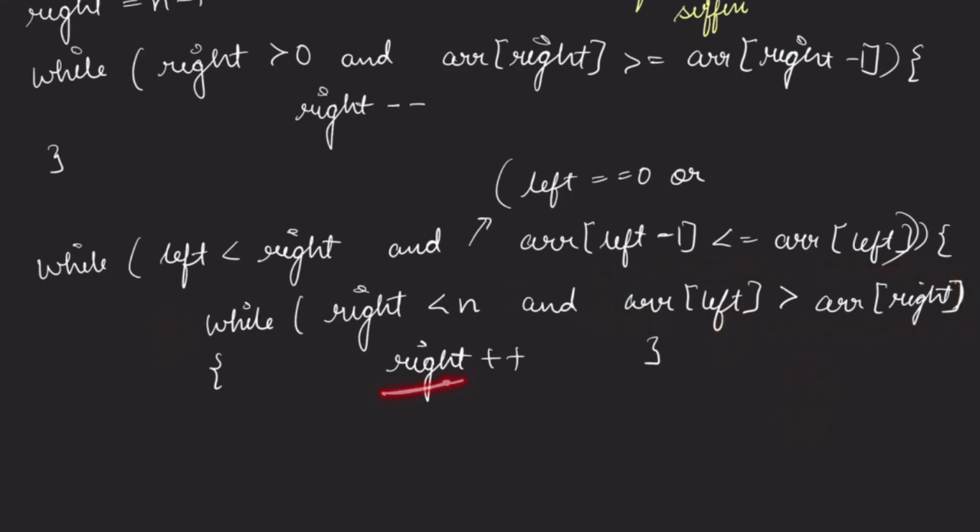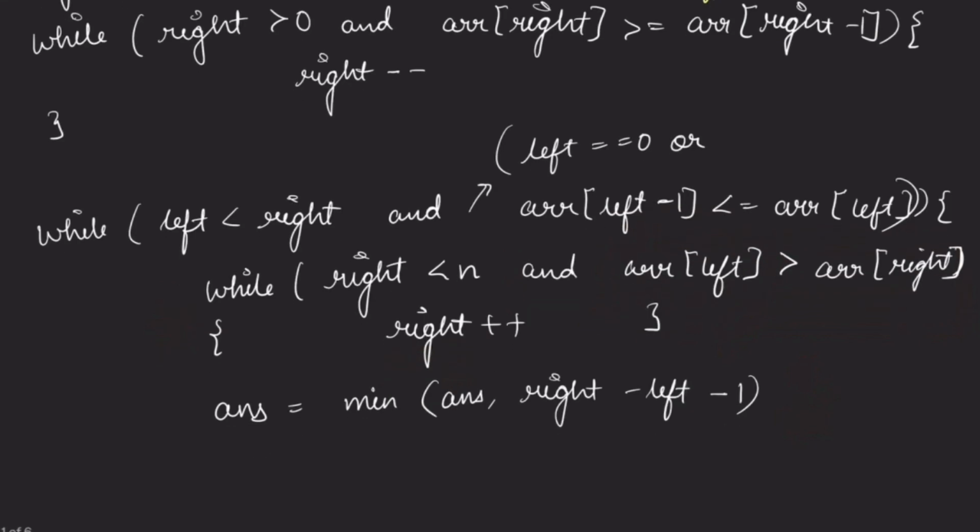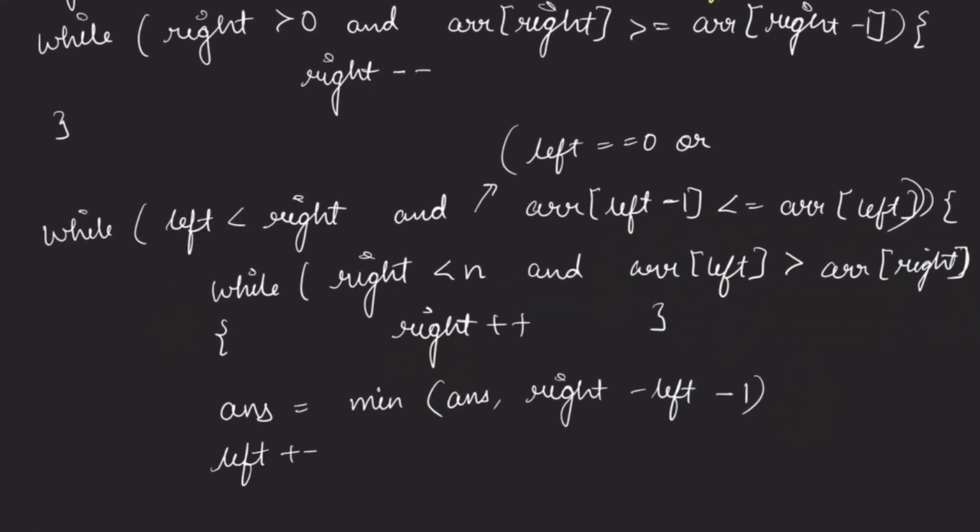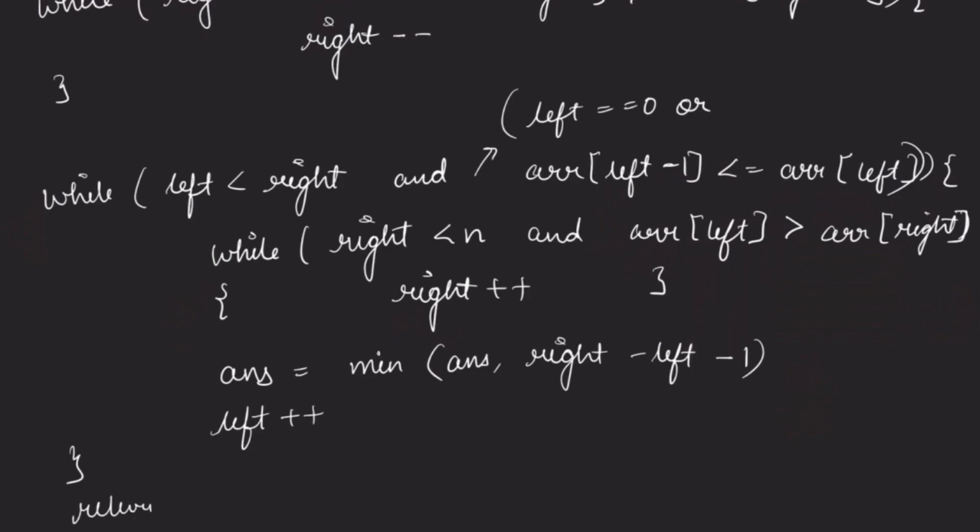So your right will be denoting that first element where ARR of left is less than or equals to ARR of right. So in that case, if let us suppose we have created an answer variable, so we will update that answer to the minimum of answer comma right minus left minus 1, right? And we will keep on incrementing our left by 1 for this particular loop, right? So this is what we need to do. And at the end, we can return the answer, right?